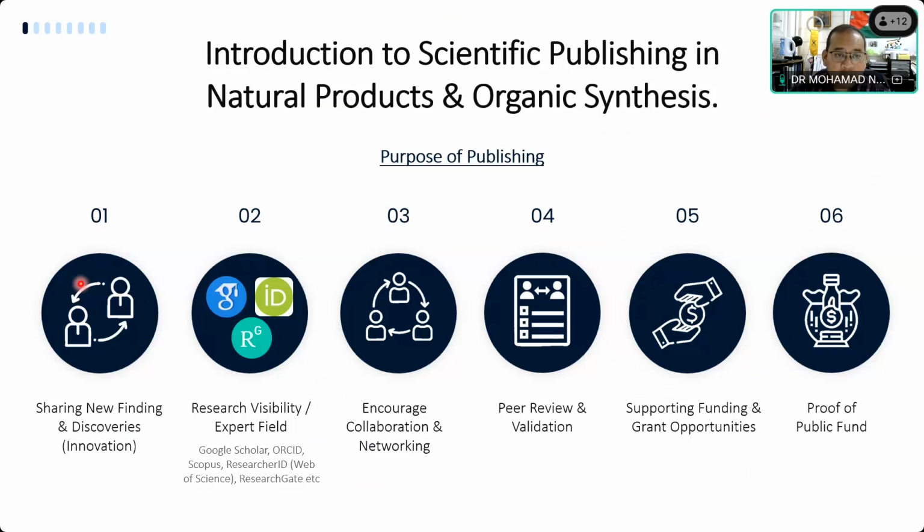The second one is research visibility for expert fields. This is very important for you as young researchers and students, to make sure you can declare yourself an expert. There are so many media that you can use. The first is Google Scholar. ORCID ID is mandatory.